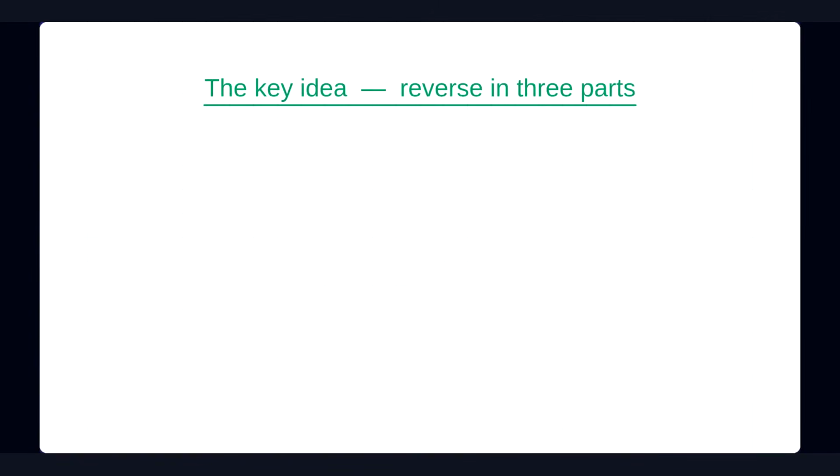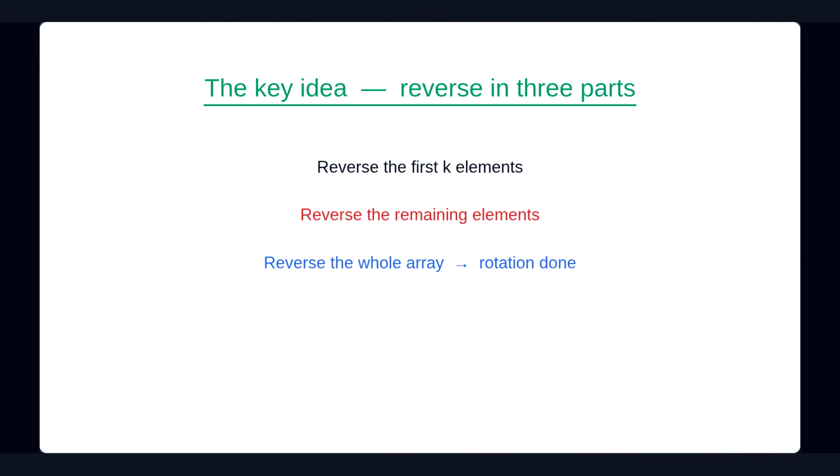Here is the elegant part. First we reverse just the first k elements, then we reverse the rest of the list. At this point, both halves are individually flipped. Finally, we reverse the entire list. The 2 flips cancel out inside each block, but swap the 2 blocks into their rotated positions. So 3 reversals give us a left rotation by k, and we only need k modulo n to keep it in range.